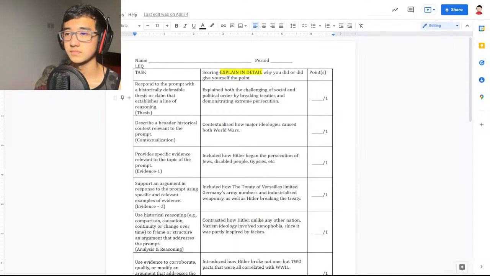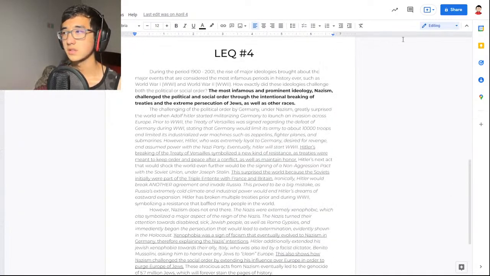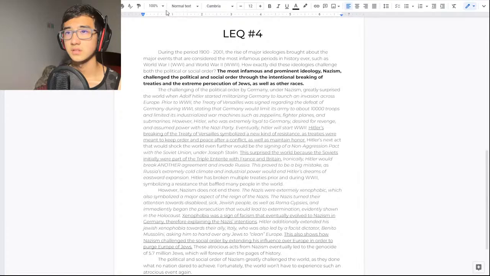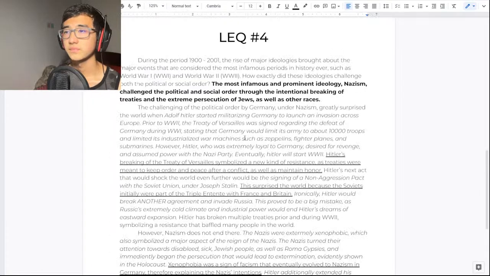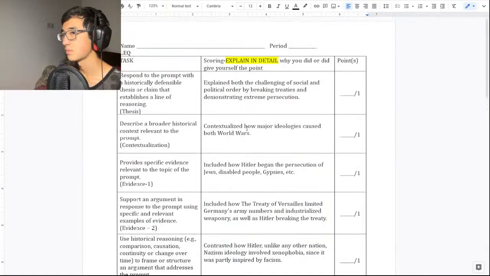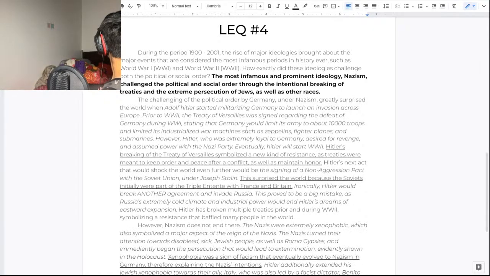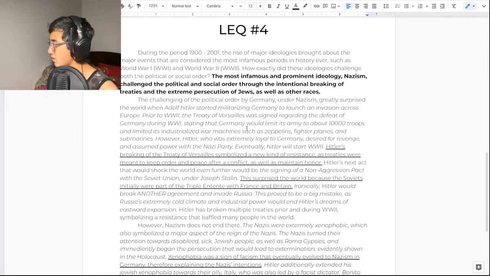Alright. LEQ number 4. Let's increase the... Okay. So the prompt was... Oh, I should probably pull up the prompt somewhere. Right. Maybe see if I can still find it. Because since the LEQ, I didn't really receive the prompt.